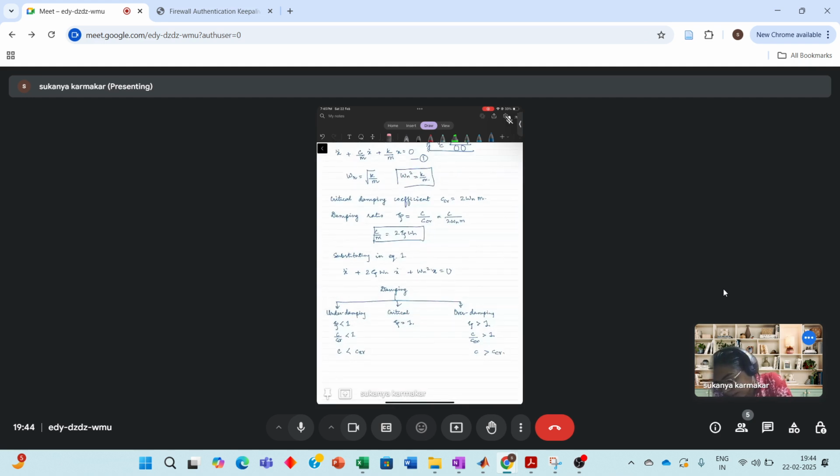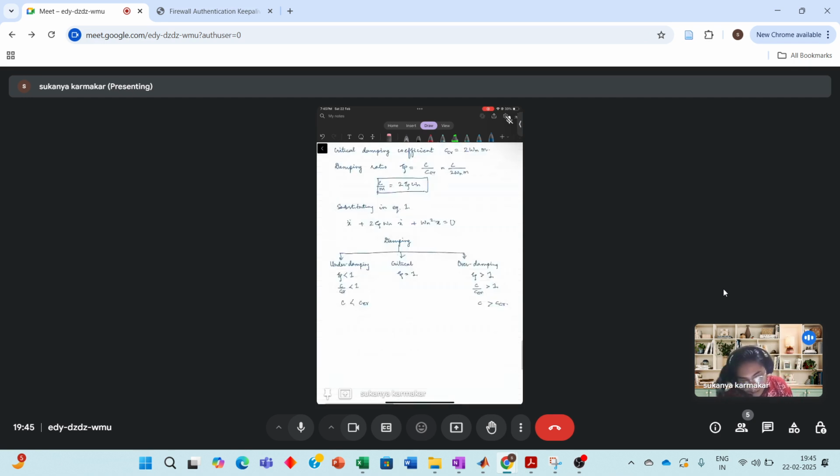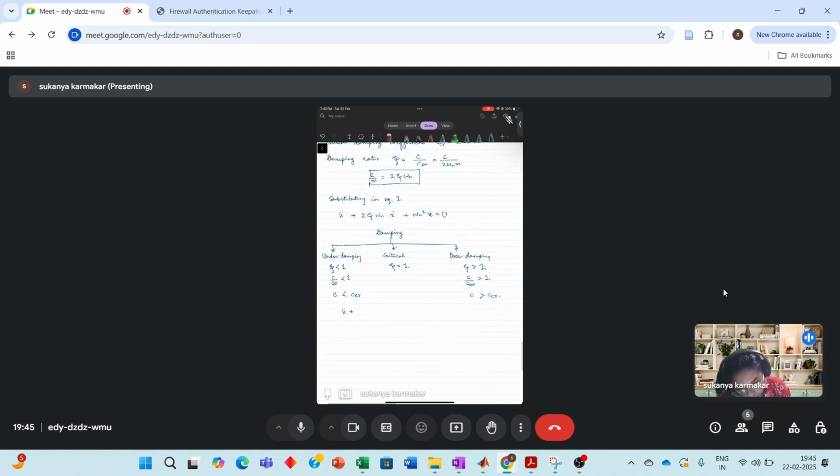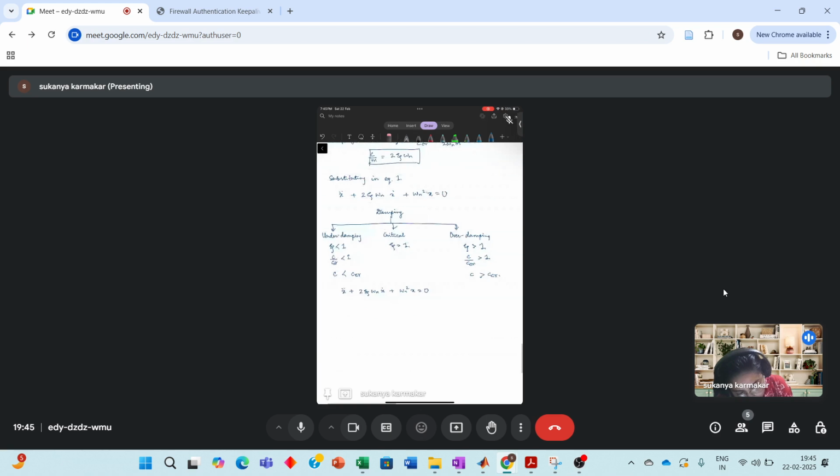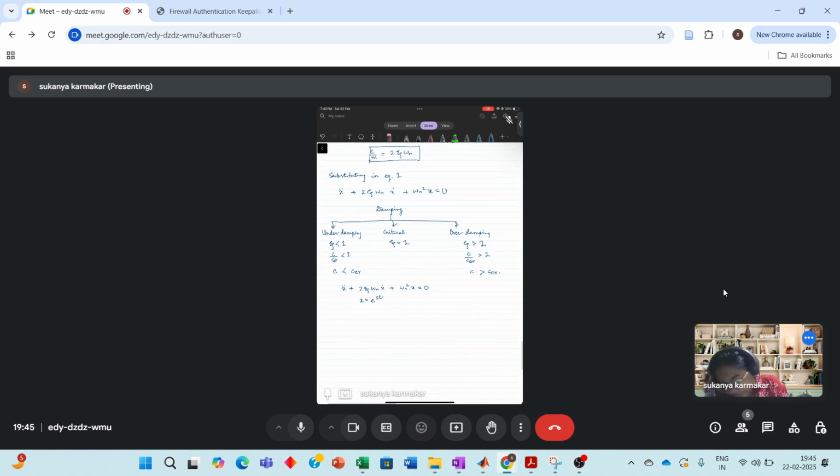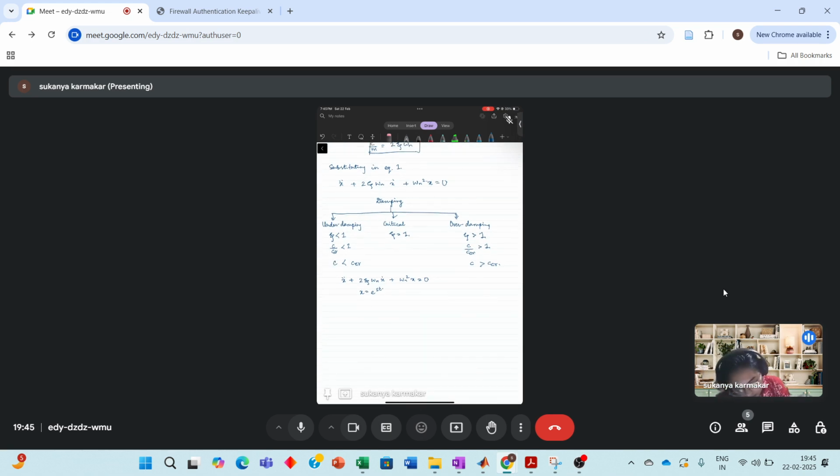let's see how do I explain this. So let's solve this equation. Then this thing will be clear. So x double dot plus 2 zeta omega n x dot plus omega n square x is equal to 0. Here again the solution is of the form e to the power st. Now let's substitute it here. Here again x dot is s e to the power st, x double dot is s square e to the power st. Substitute these terms in this equation which I just derived.